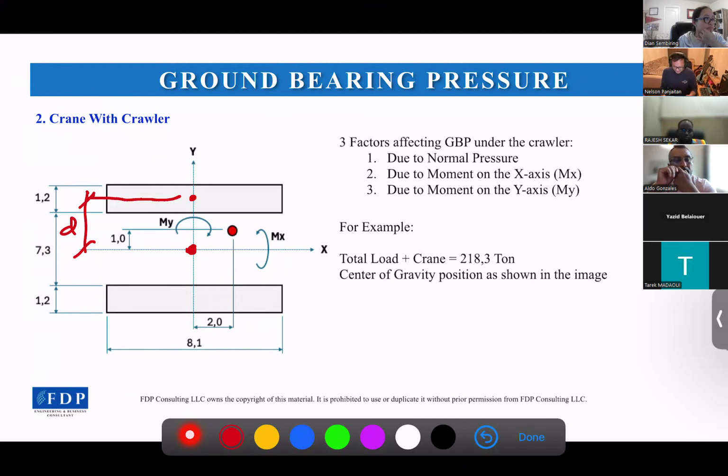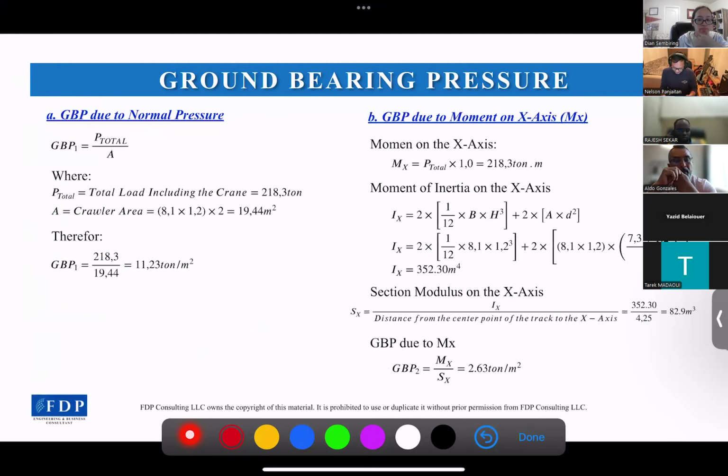No problem. So to get the ground bearing pressure because of the moment, then we can use the formula.